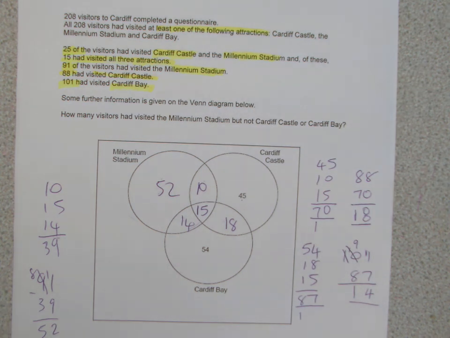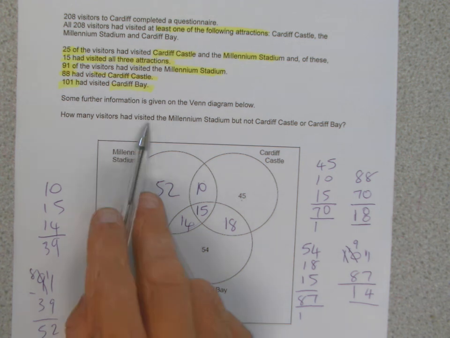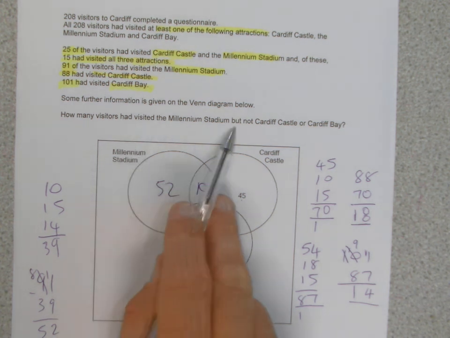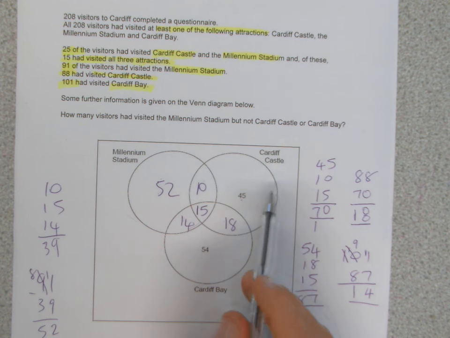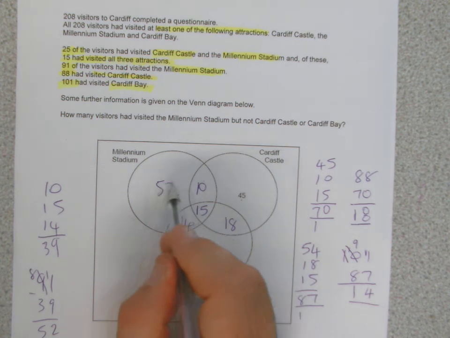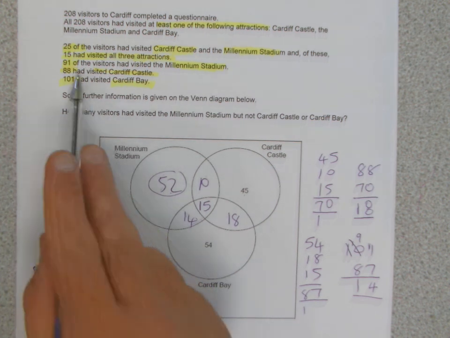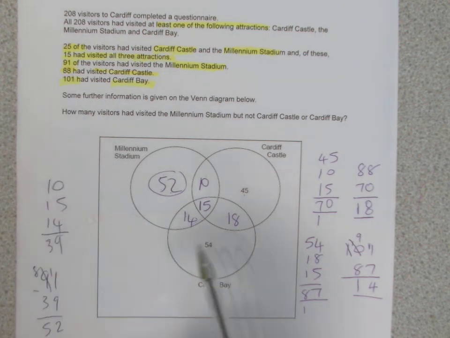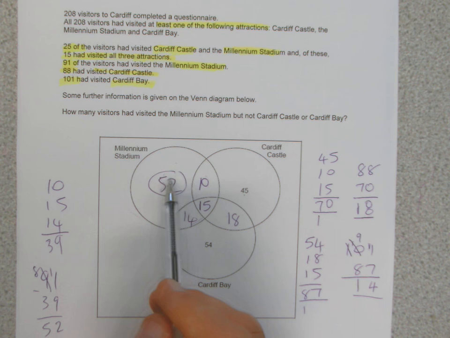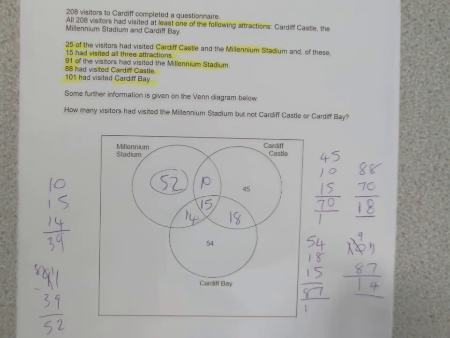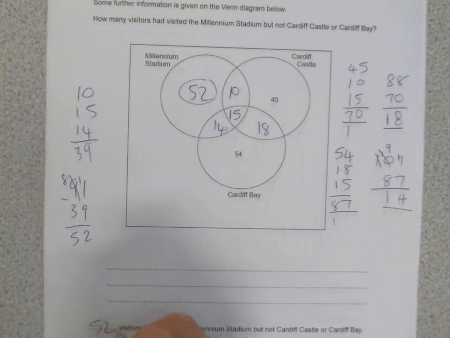Okay. And what's this asking for then? How many visitors had visited the Millennium Stadium but not Cardiff Castle or Cardiff Bay? Well, that's actually the last step we worked out, wasn't it? That was the last thing. So the fact that it was at the end makes sense, doesn't it? That we couldn't work this out till the end, because that's what they're asking for, isn't it? How many visited the Millennium Stadium but not Cardiff Castle or Cardiff Bay? So it's just these here. So we can say down here 52.